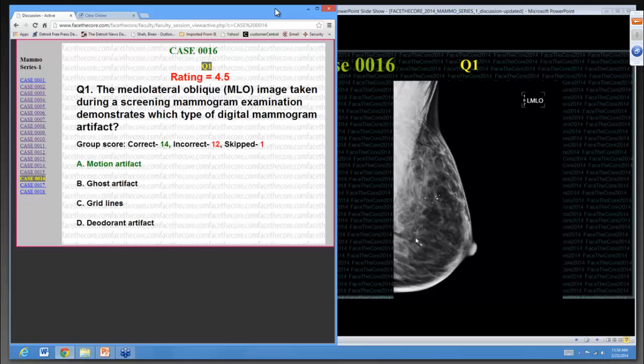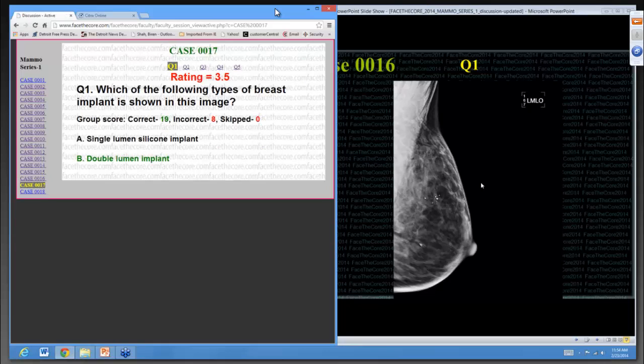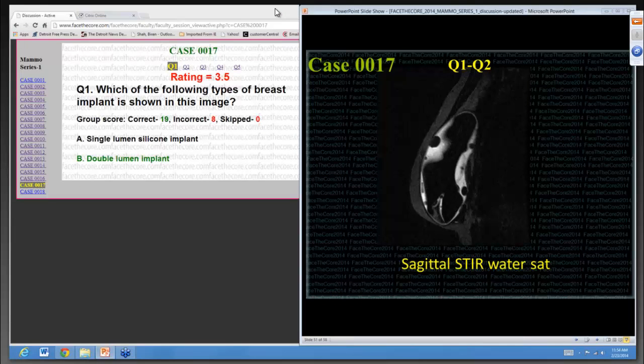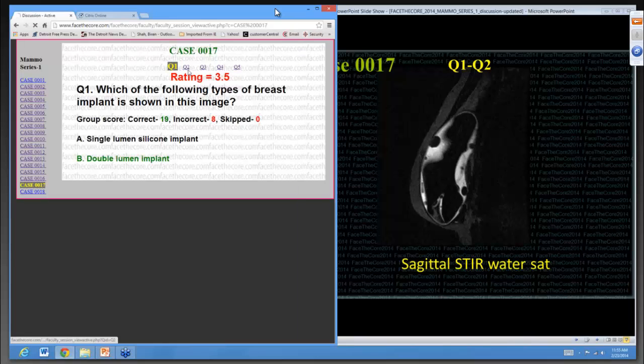Case 17. Which of the following types of breast implant is shown in this image? You're given just an answer choice between single lumen and double lumen. This is a sagittal STIR water sat image showing a prepectoral double lumen implant, and what's saturated out is the water or the saline, so the dark portions are saline and the bright areas are silicone. And so we have some saline floating in silicone. This is kind of the salad oil sign of an implant rupture, of an intracapsular rupture.